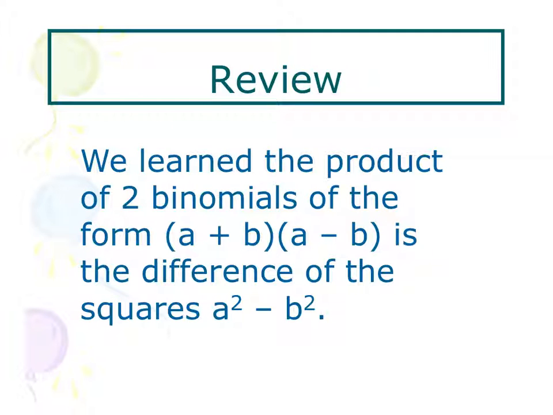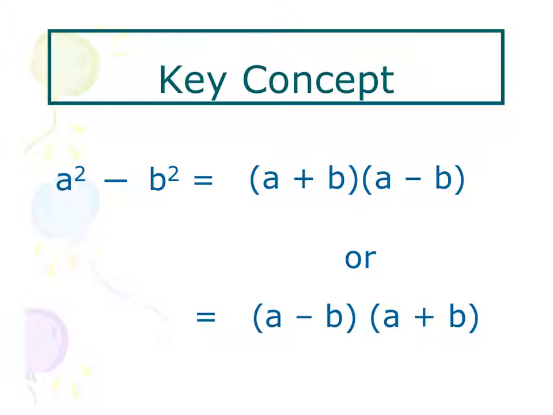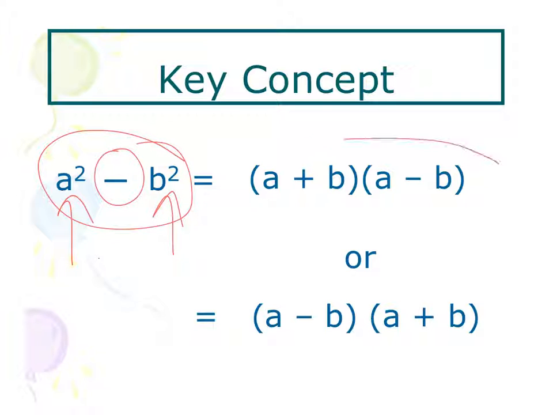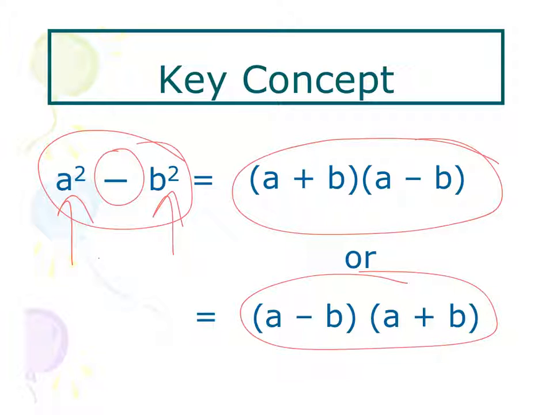Alright, remember when we learned that the product of binomials of the form, a sum and a difference, is the difference of their squares? Well, here's our key concept: when we have two perfect squares and there's a difference between them, they factor into a sum and a difference. And it doesn't matter if you write quantity a plus b times quantity a minus b or quantity a minus b times quantity a plus b.